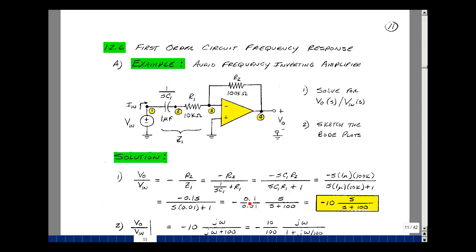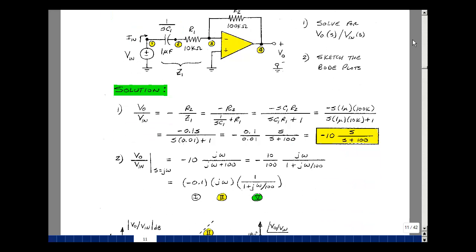Let's pull out the 0.1 and the 0.01, and we're left with just s in the numerator, s in the denominator, and then 1 divided by 0.01 is 100. This ratio is equal to 10. So our transfer function in s is minus 10, s over s plus 100. When we do the Bode plots, we're looking at s equals j omega. Minus 10, j omega over j omega plus 100.